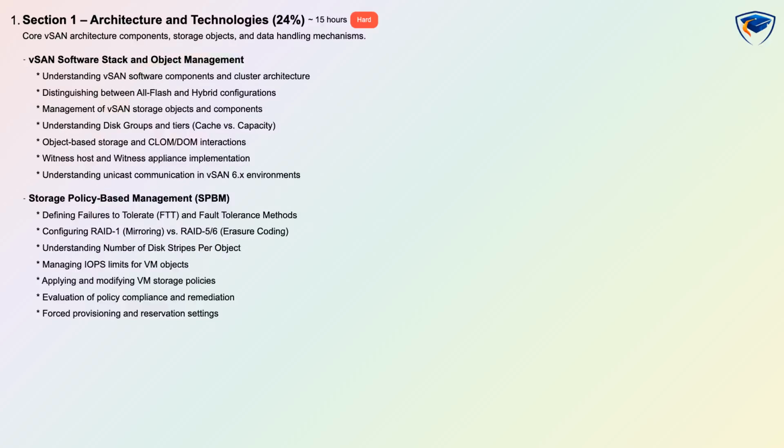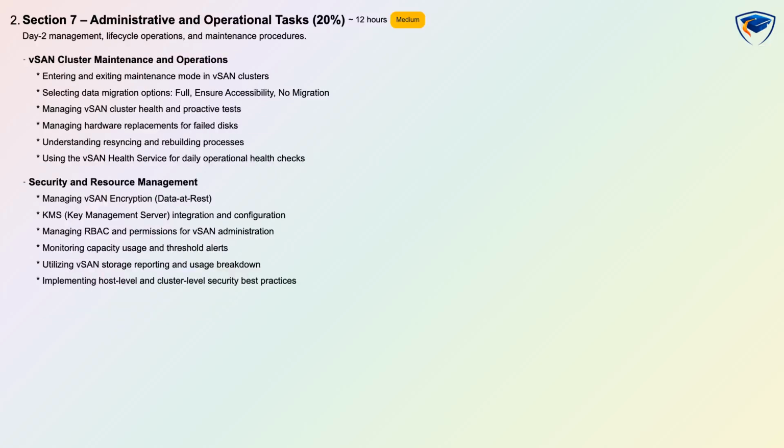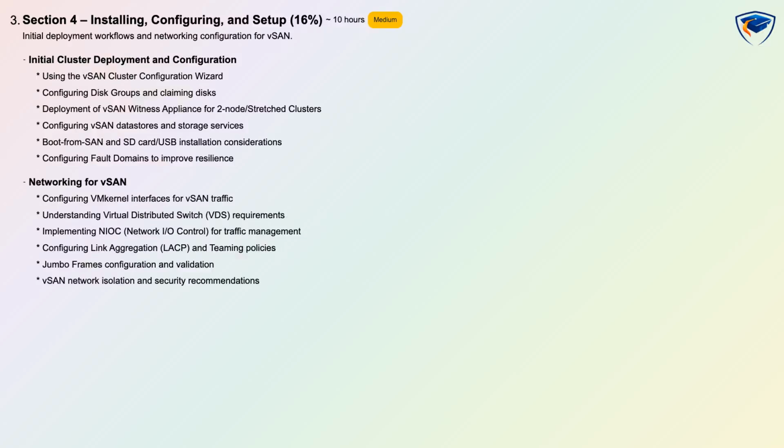objects and components. In Section 1, you'll also learn about the importance of disk groups and tiers, object-based storage, and CLOM-DOM interactions. Additionally, you'll understand how to implement witness host and witness appliance, and how to manage unicast communication in vSAN 6.x environments.